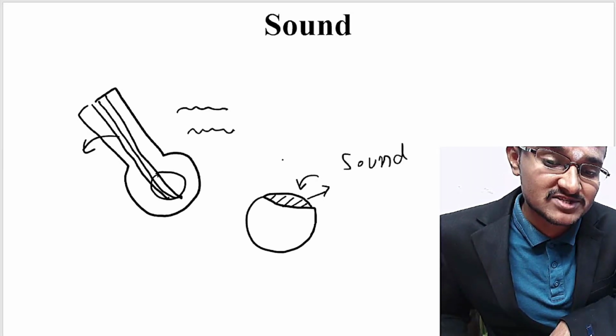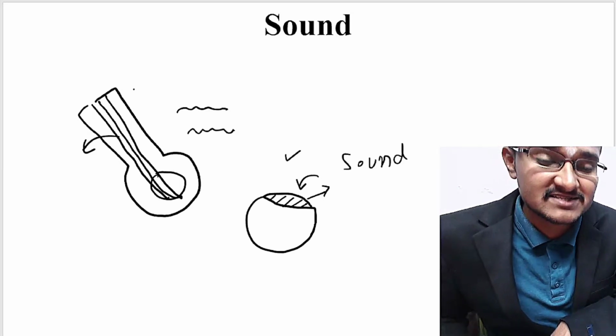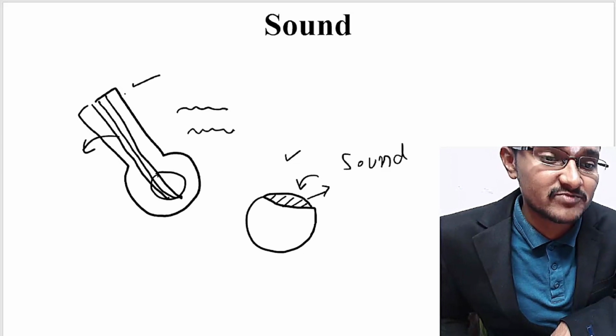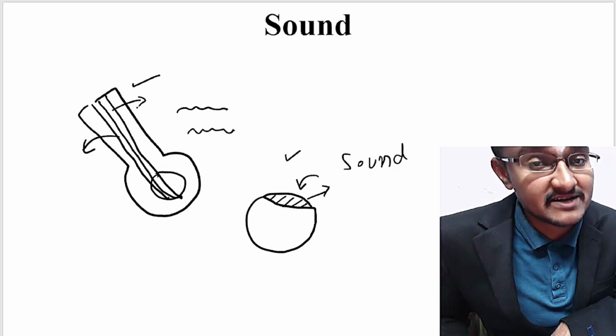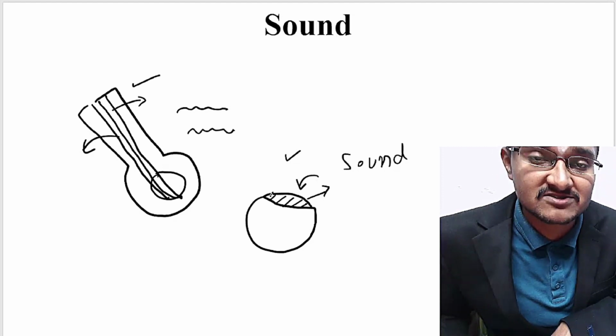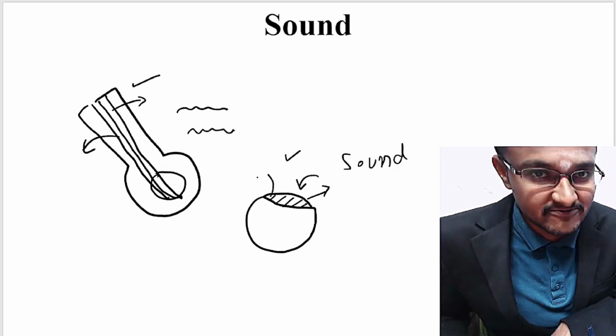So this tabla produces a different kind of sound, and this guitar produces a different kind of sound, because the vibration which this particular string produces is different, and the vibration which this stretched membrane produces is different.